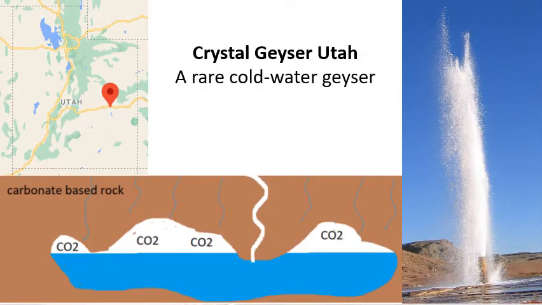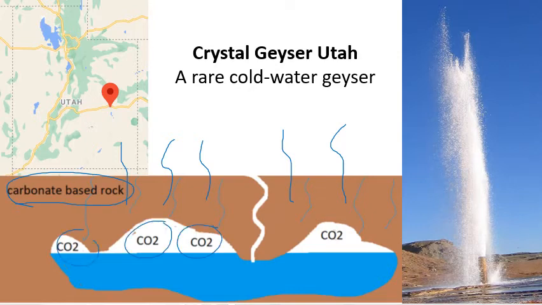Now, not all geysers are hot. There are some very rare geysers that are called cold water geysers. And it's not the heat that turns the water to steam that makes it erupt. What happens here is we get water infiltrating into the ground, and we know that the water will pick up minerals. Well, this is a carbonate-based rock, and when the water reacts with it, you can get carbon dioxide, CO2. That's the stuff that goes into sodas that makes them fizzy, carbon dioxide.